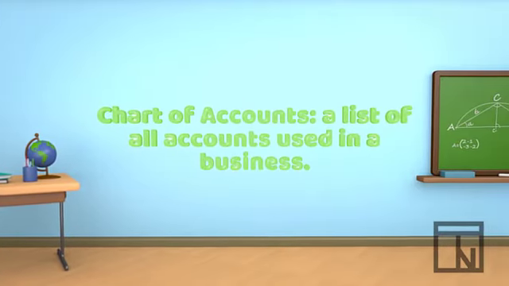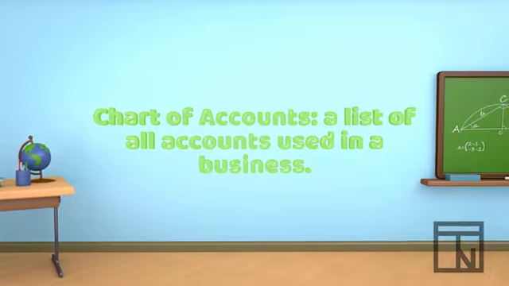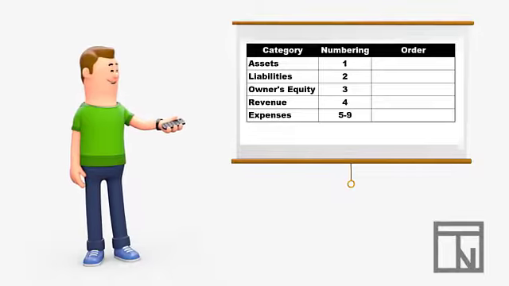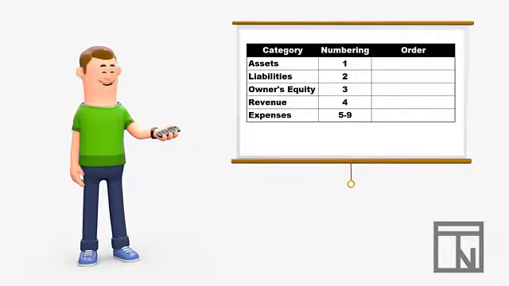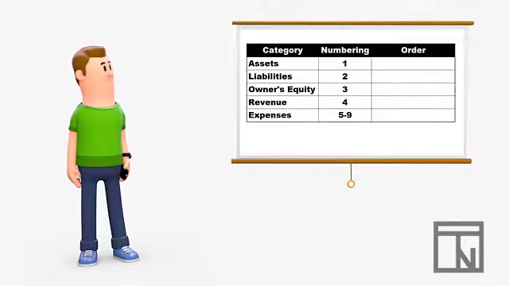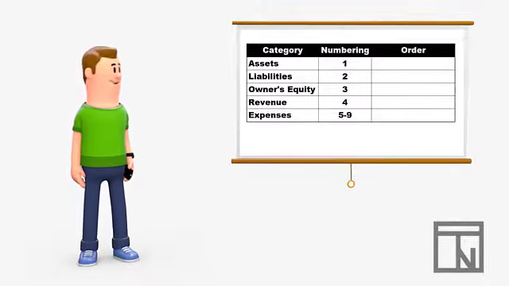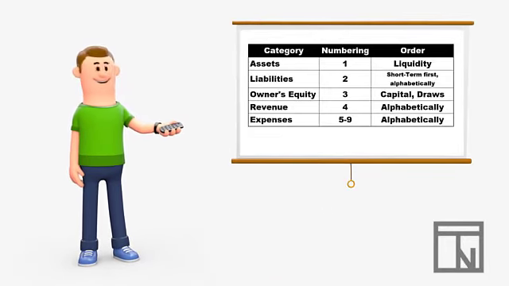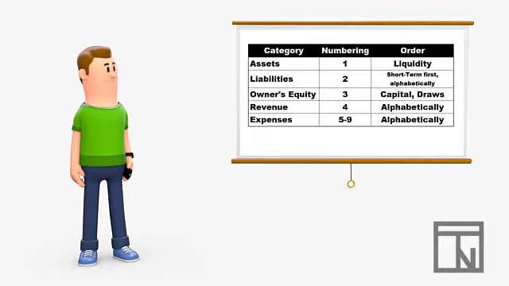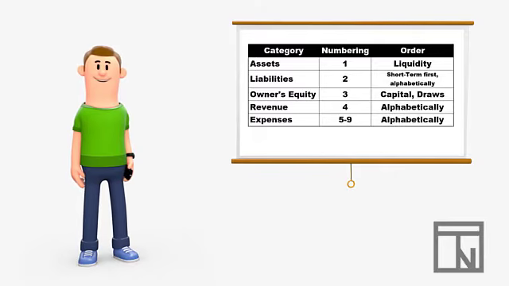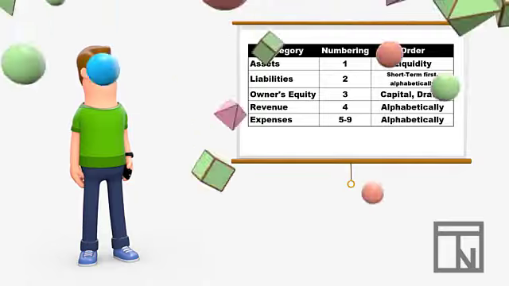That is a lot of information, so let's review quickly. A chart of accounts is a list of all accounts a business uses. This list always goes in a specific order according to the accounting equation. The numbers for accounts typically follow this order too, with assets beginning with a 1 and working down the categories from there. Each category has a specific way of ordering their accounts. Assets are by liquidity, liabilities put short-term first and are alphabetical, capital is on top of owner's equity followed by draws, and revenue and expenses are alphabetical.